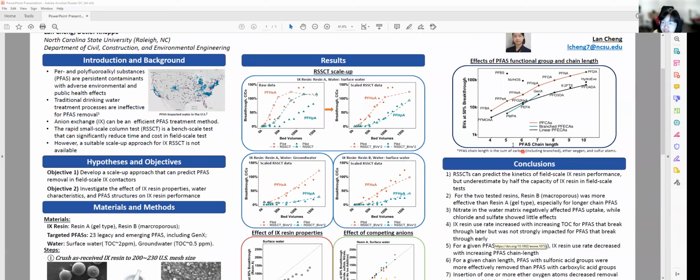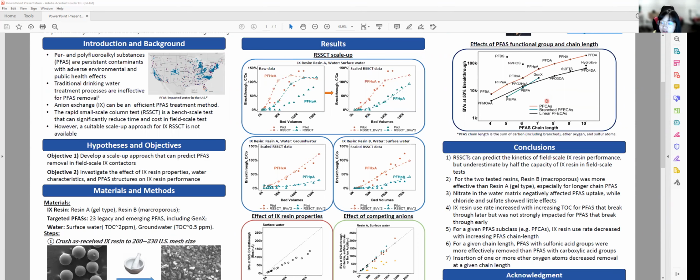Then from the RSSCT data, we investigated the effects of PFAS functional group and PFAS chain length on IX performance. In this figure, we can see that for a given chain length, PFAS with sulfonic acid group was more effective than PFAS with carboxylic acid groups. For example, PFBS has higher bed volume at 15% breakthrough than PFPeA.